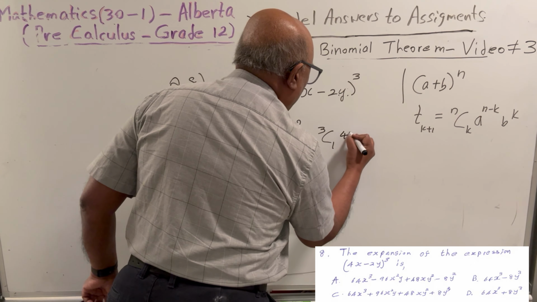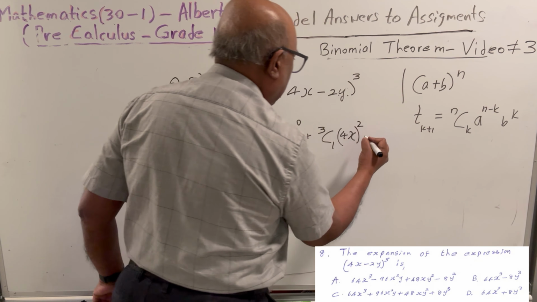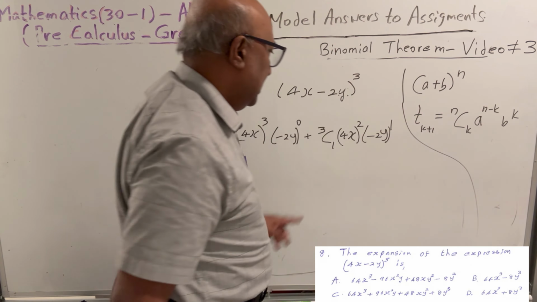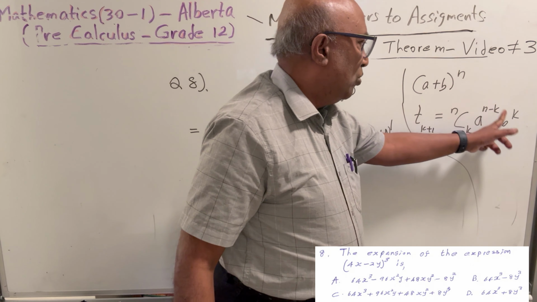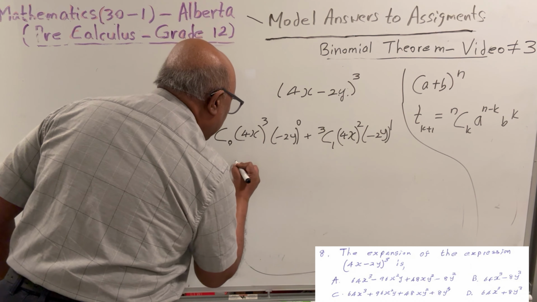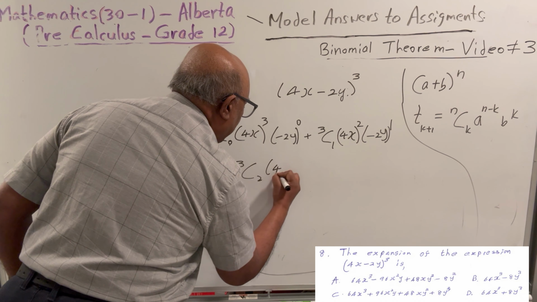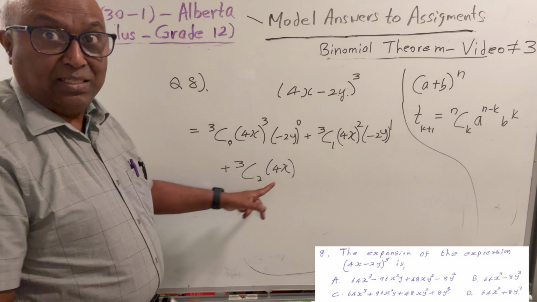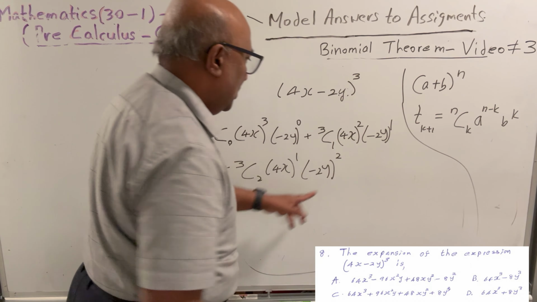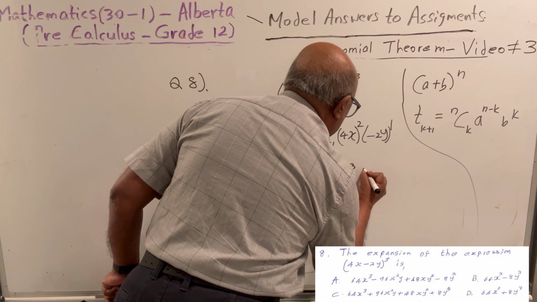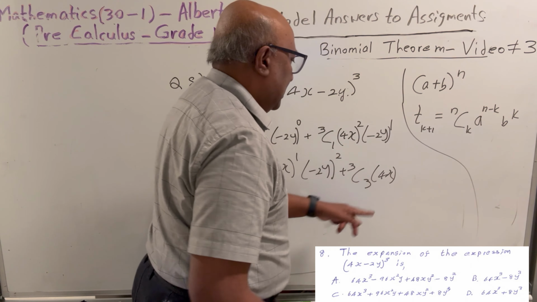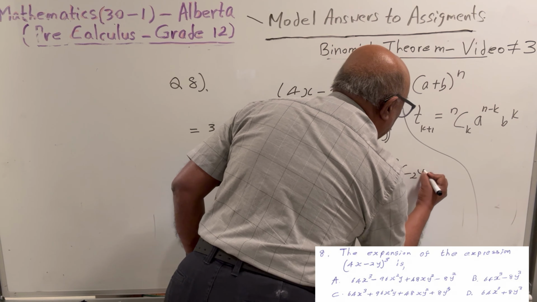3C1, 4x to the power 3 minus 1, negative 2y to the power 1. We did the same thing: 3C1, a to the power 2, b to the power 1, like that. Third term, 3C2, a to the power 1, b, negative 2y to the power 2. Last term, 3C3, a to the power n minus k, 3 minus 3, 0, b to the power k, 3.